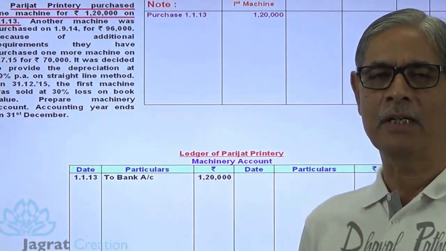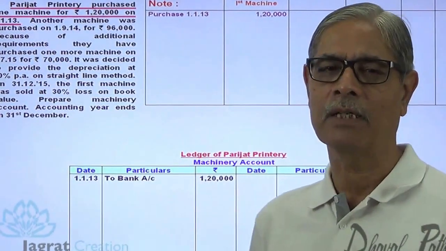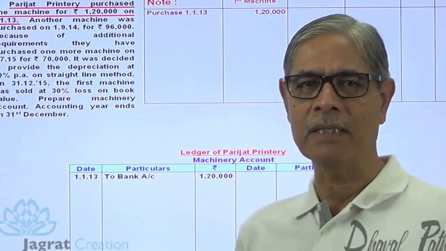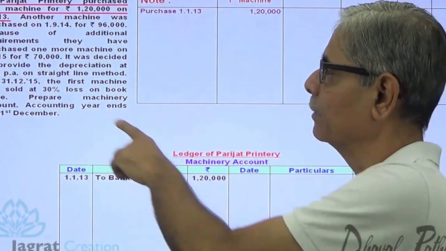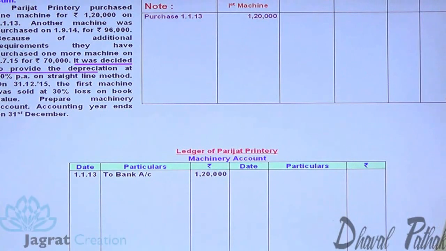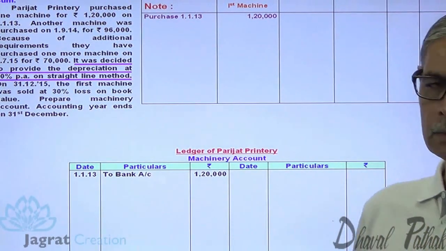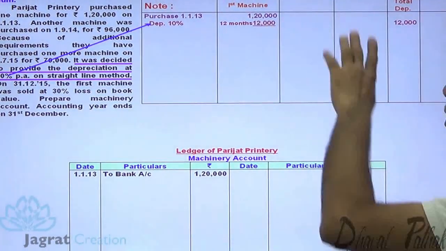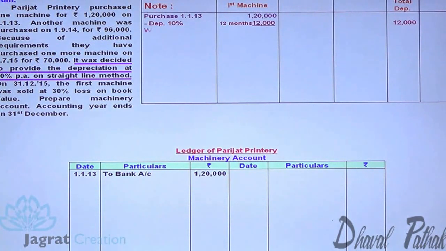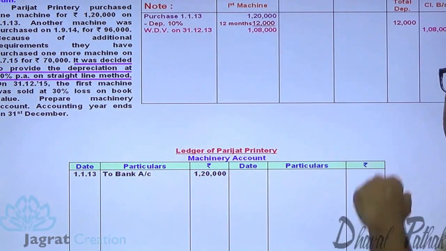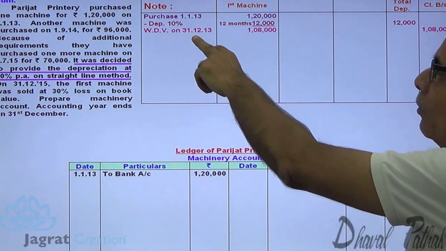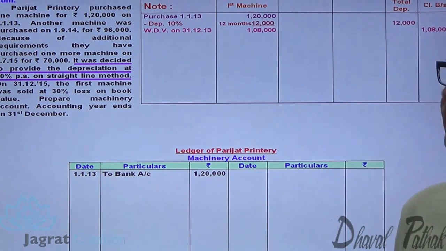After the purchase of machinery, this machine is used in the business till the end of 31st of December, till the end of 2013. So we are required to provide annual depreciation on this 1,20,000. Depreciation is provided at the rate of 10%. So 1,20,000 into 10%, 12,000 is the depreciation. So first year depreciation is 12,000. Now this is the written down value after deducting the depreciation from 1,20,000. So written down value on 31st of December 2013 is 1,08,000, and that 1,08,000 is recorded here.